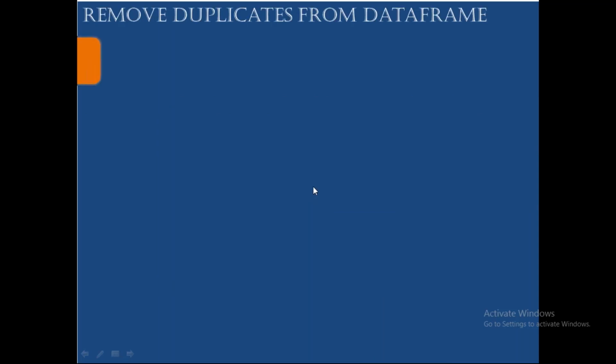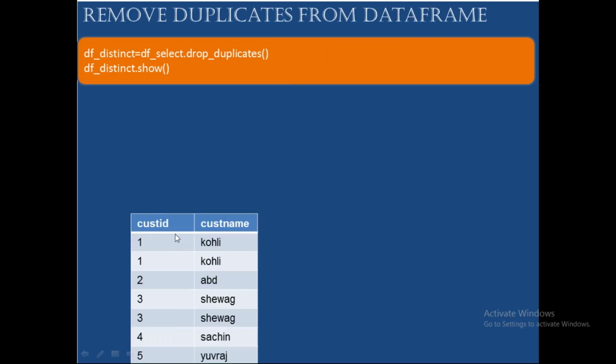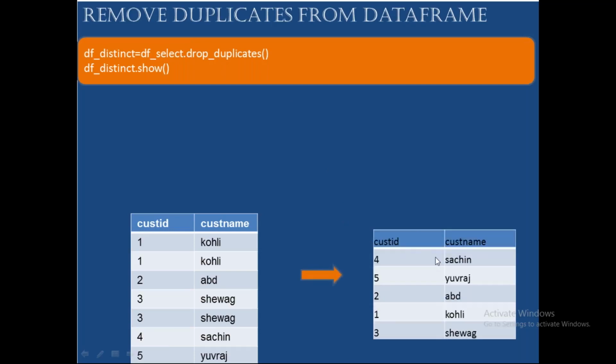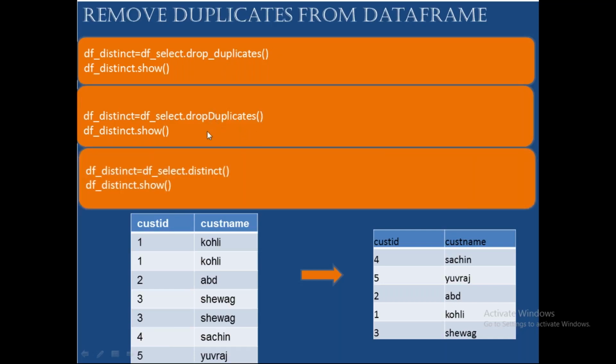Next, we have remove duplicates from data frames. How to remove: you have dropDuplicates. Let's say after selecting custid and custname, you have some duplicates. On this df select, if you apply dropDuplicates, it will give you only these records. You see, the duplicate records are removed. You can use drop_duplicates or dropDuplicates; both are available, you can use any of these. Then you have distinct. Distinct means I want to select only unique records. So any of these three you can use to select the unique records.